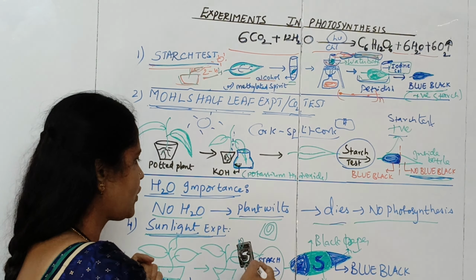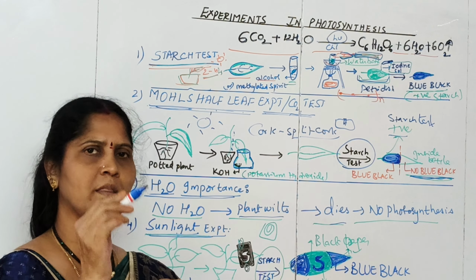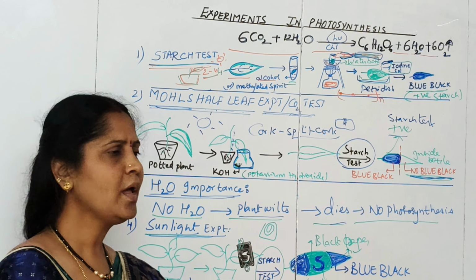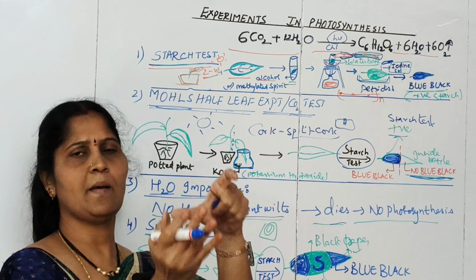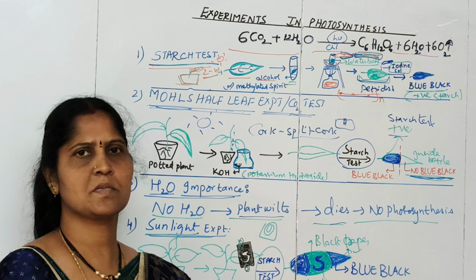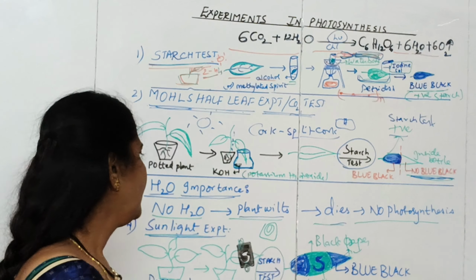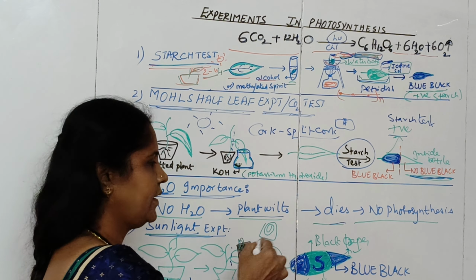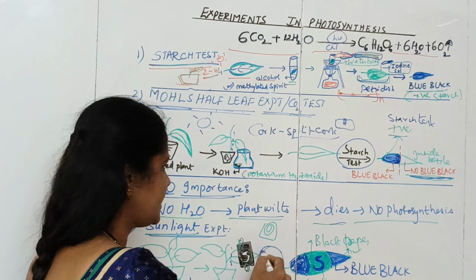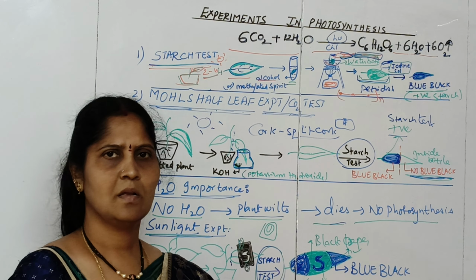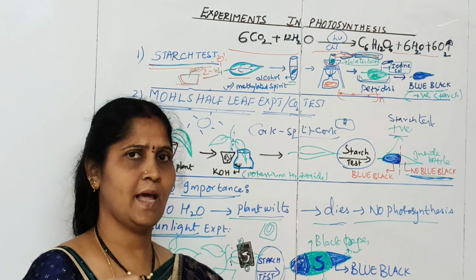You cut a small portion, any shape you want, in the middle of the black paper, then tie that, and keep this setup in the sunlight for 2 to 4 hours. After that period of time, you can cut the leaf and perform the starch test. So what do you think will happen?